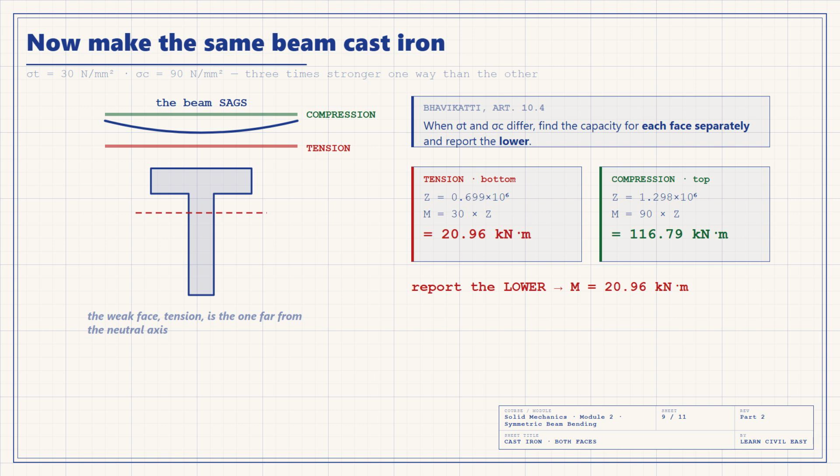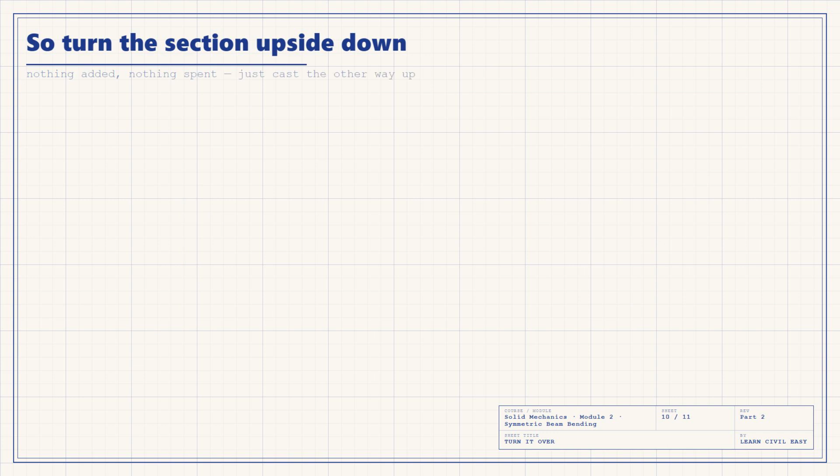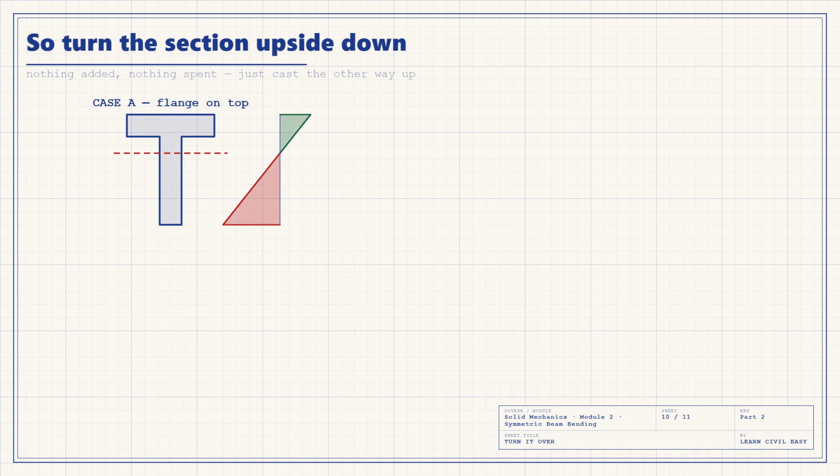Tension governs, and badly. The safe load drops to 10.48 kilonewtons per meter, 1/5 of what the same section carried in steel. Look at those two numbers again, 20.96 against 116.79. The compression phase is carrying less than 1/5 of what it could. All that capacity is being wasted because the weak phase, the tension phase, happens to be the one far from the neutral axis. So fix it, turn the section upside down, put the flange at the bottom.